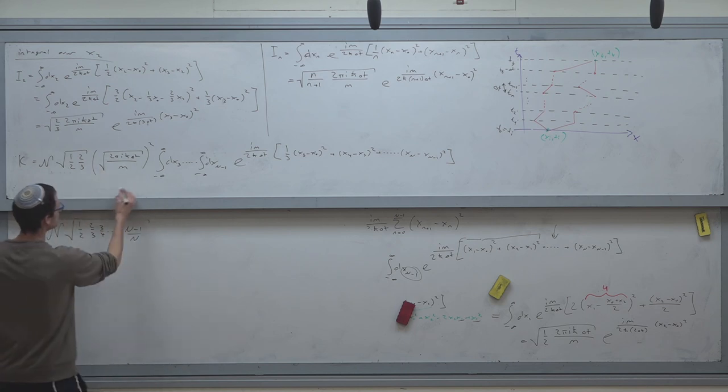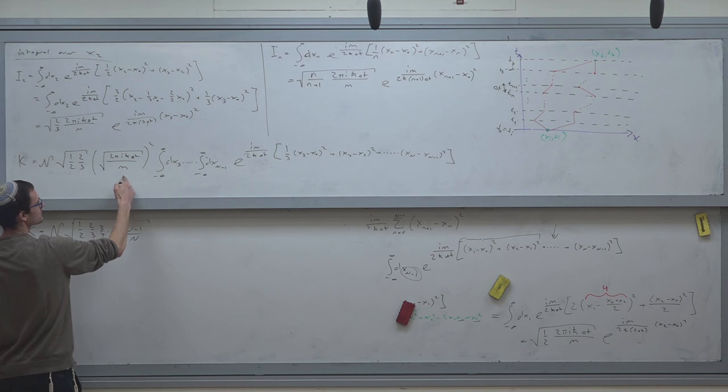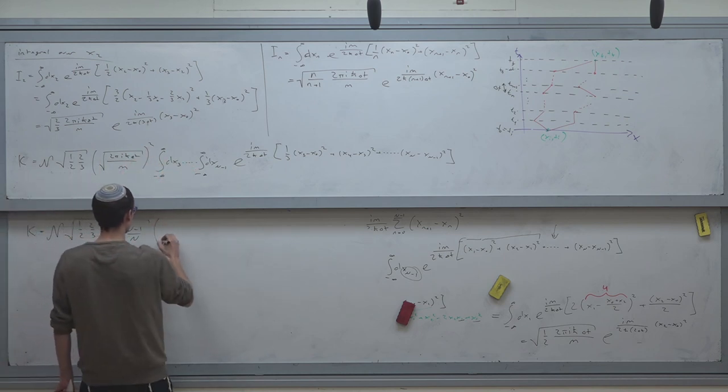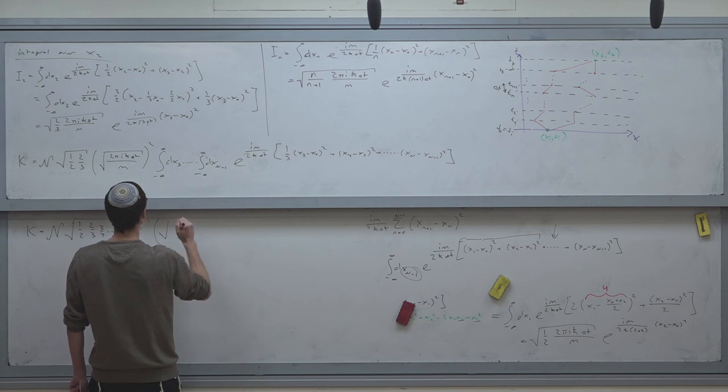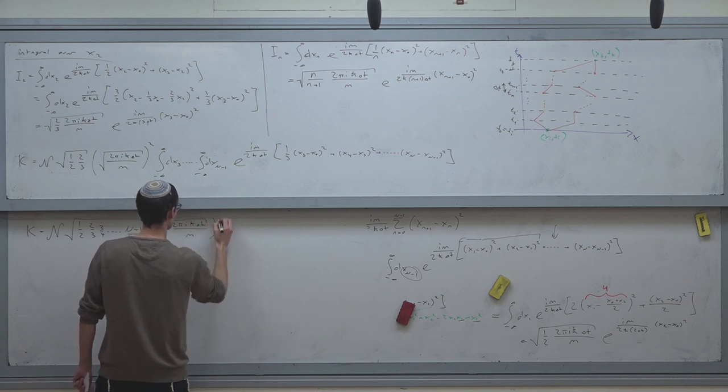And then you get this square root once for each integral. Here I had it twice, it was squared, and now I had it n minus 1 times, so I had the square root to the power n minus 1.